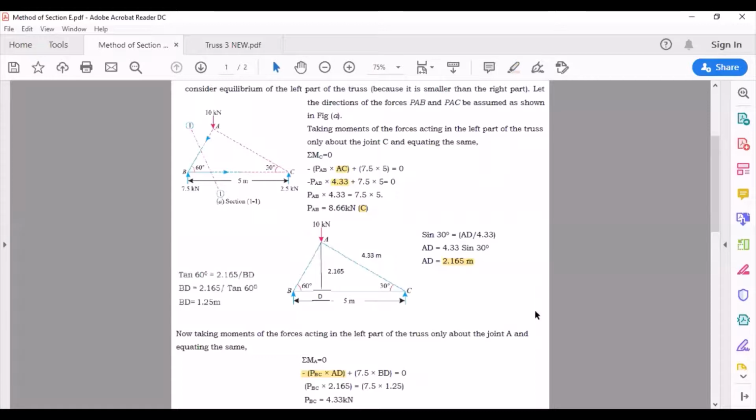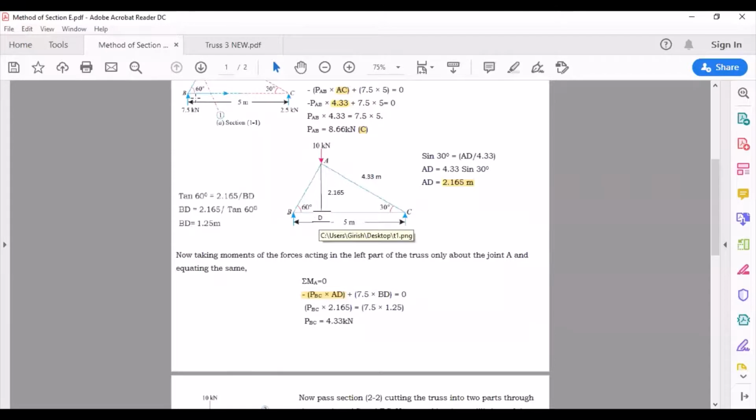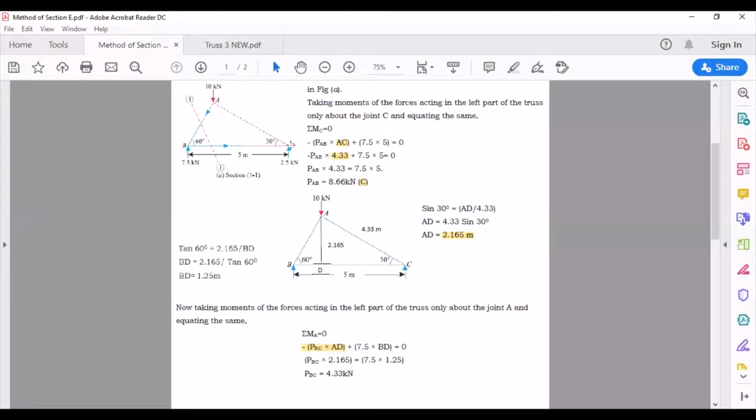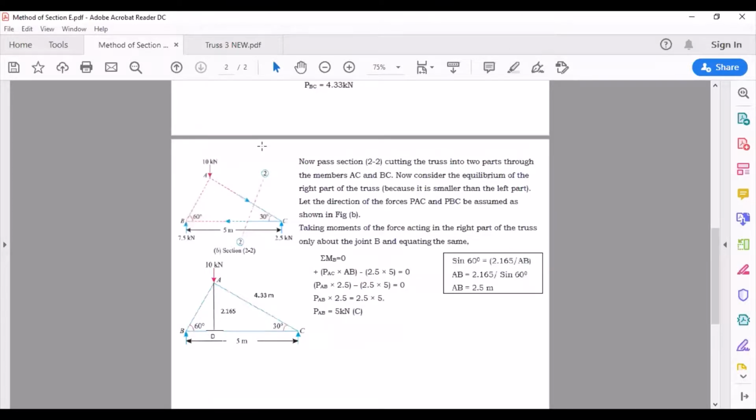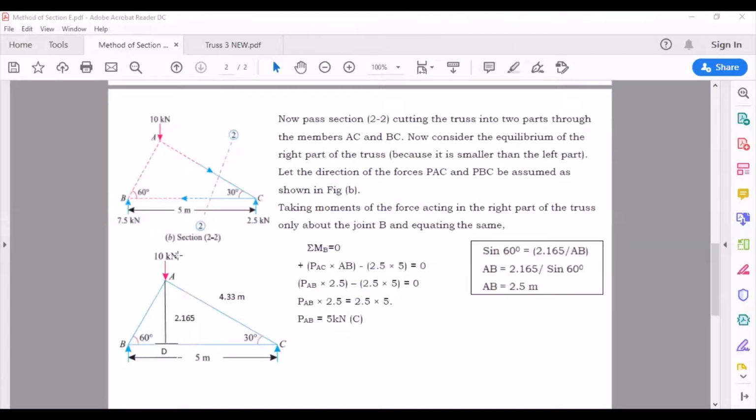Now next, I have further enhanced this problem to calculate the member force AC also. If I have to calculate member force AC, I have used another section which cuts the triangle in this manner. So you can see that this section is cutting member forces, that is AC as well as BC.